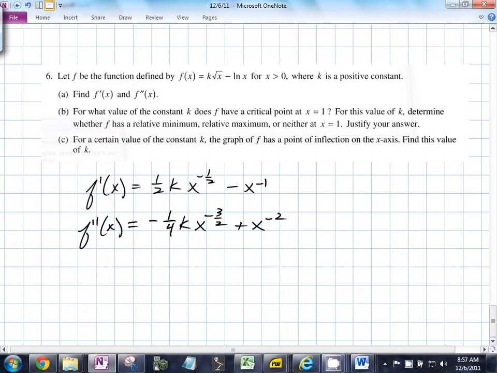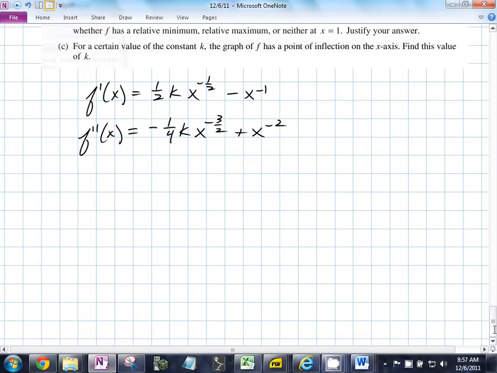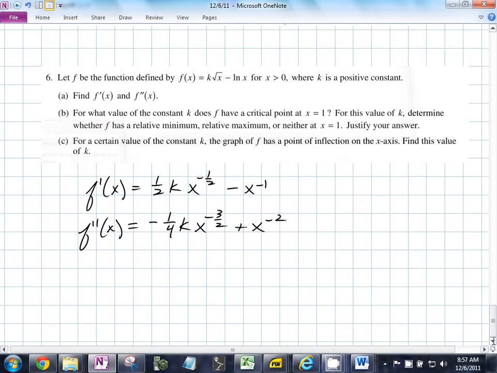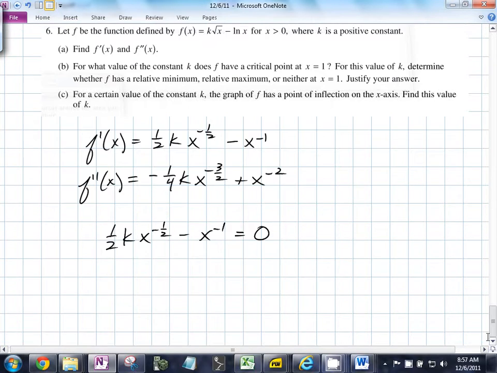For what values of k does f have a critical point at x equals 1? Critical points are where the first derivative does not exist or equals what? So we want 1/2 k x to the negative 1/2 minus x to the negative 1 to equal 0. So that's k over 2 times the square root of x, minus 1 over x, equal to 0.